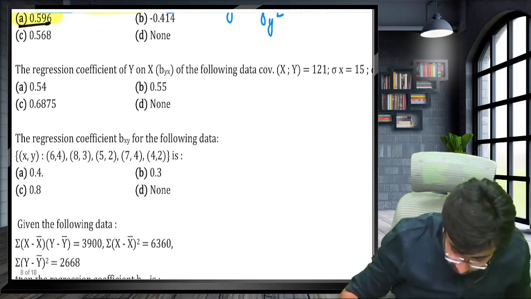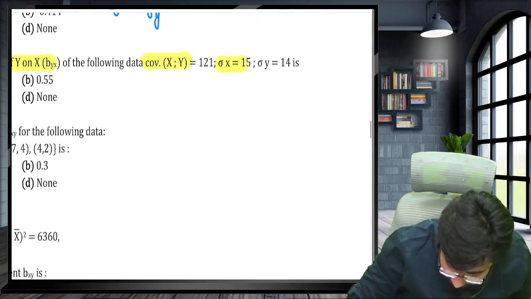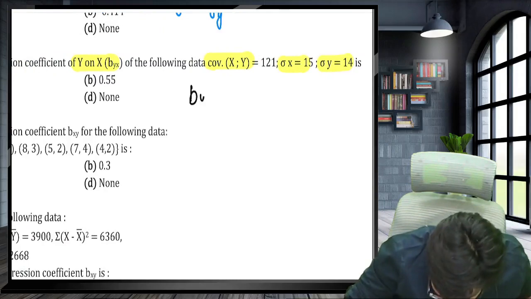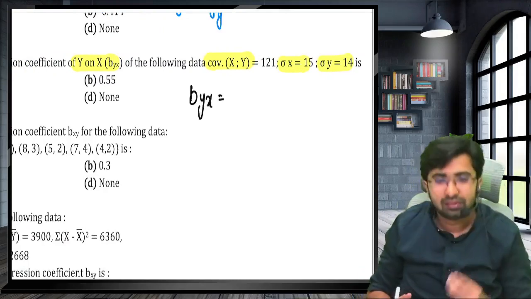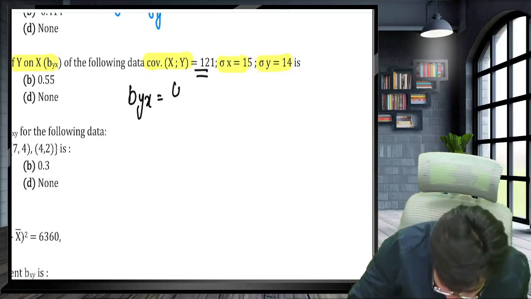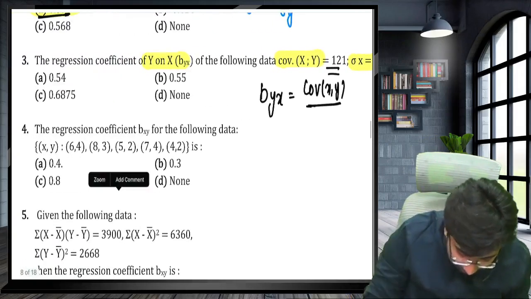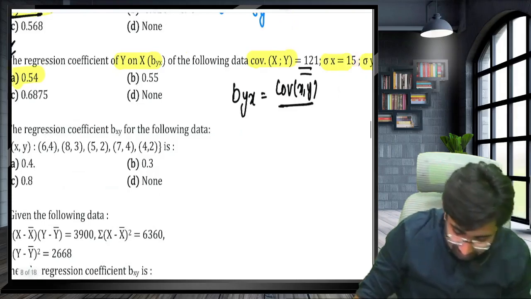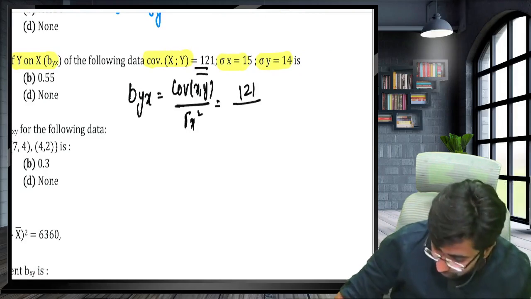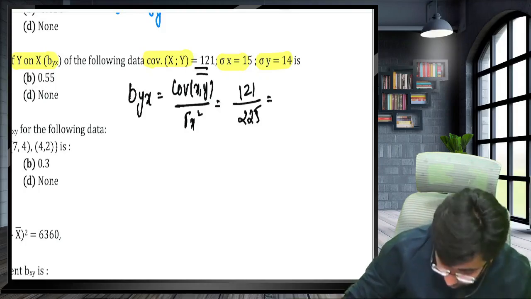Regression coefficient x on y. Acha, oh, y on x. Guys, covariance, standard deviation of x, standard deviation of y is given. They are asking b y on x. Sir, you have given us covariance. Nothing to think, guys. Covariance between x and y divided by standard deviation of x whole square. 121 divided by 15 whole square, 15 into 15, 225. 121 divided by 225, 0.54. Done.